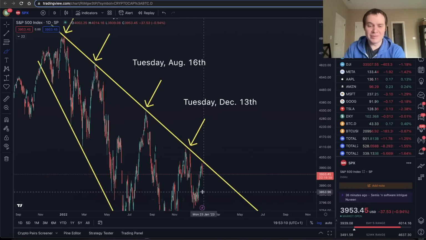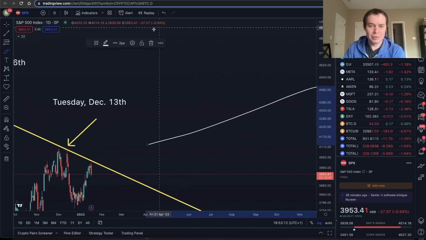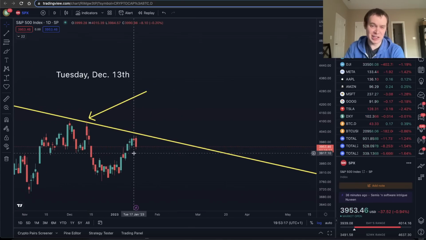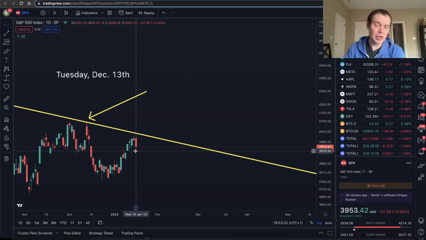But in fact, if you actually zoom in here, what you'll notice is that a new local top, potentially, we don't fully know yet, right, until we have a bit more time to see how this plays out. It actually occurred on a Tuesday, again, because Tuesday, January 17th, the high was 4,015.39. The high today was 4,014.16. Again, technically speaking, yesterday was the local high.